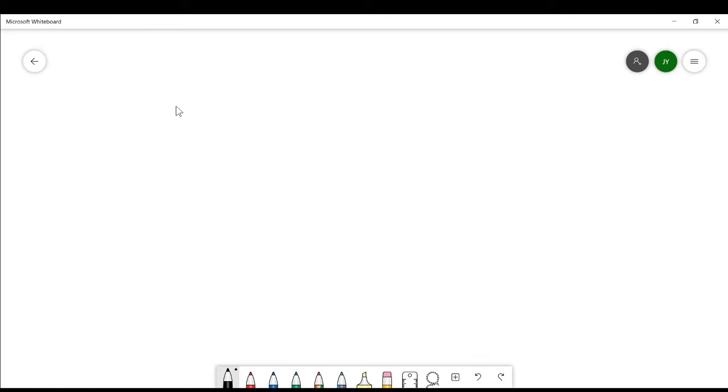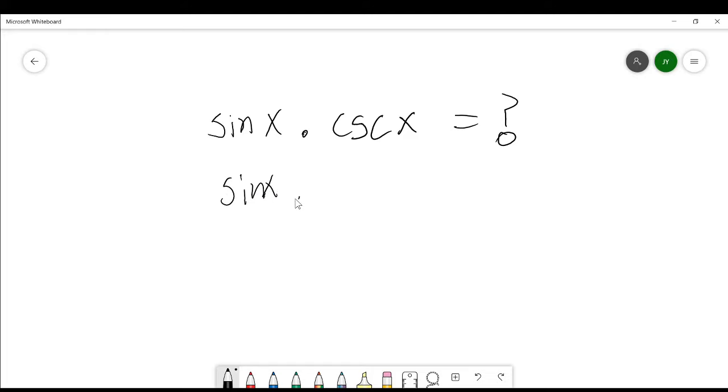All right. So here we have, say, sine of x times cosecant of x. What is the answer here? Well, this is really simple, but because we determined that cosecant is just a reciprocal, this is sine of x times 1 over sine of x. So these just cross out when you multiply them, so it just turns out to be 1.